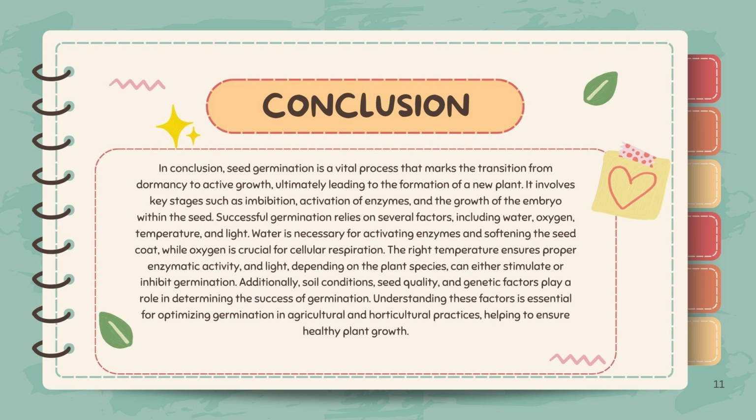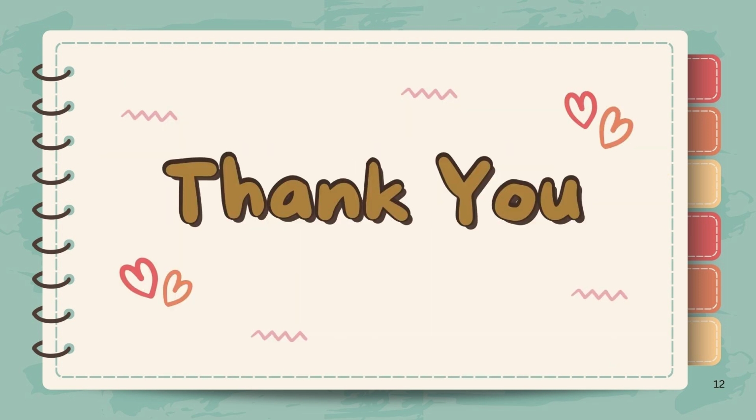Water is necessary for activating enzymes and softening the seed coat, while oxygen is crucial for cellular respiration. The right temperature ensures proper enzymatic activity, and light, depending on the plant species, can either stimulate or inhibit germination. Additionally, soil conditions, seed quality, and genetic factors play a role in determining the success of germination. Understanding these factors is essential for optimizing germination in agricultural and horticultural practices, helping to ensure healthy plant growth.